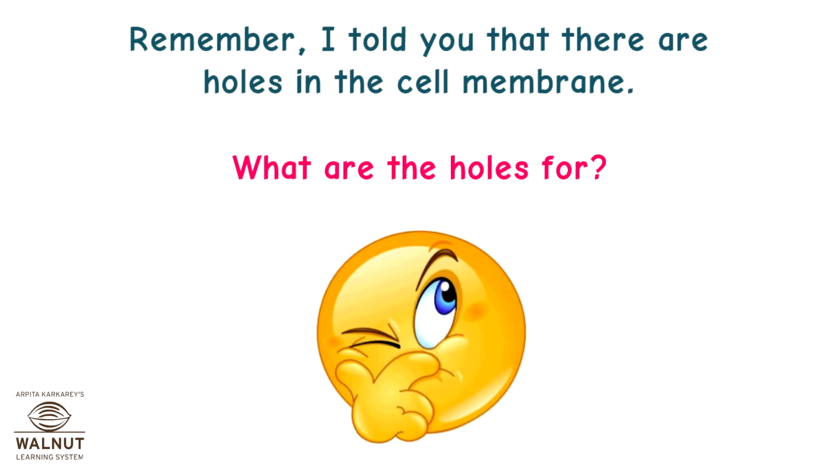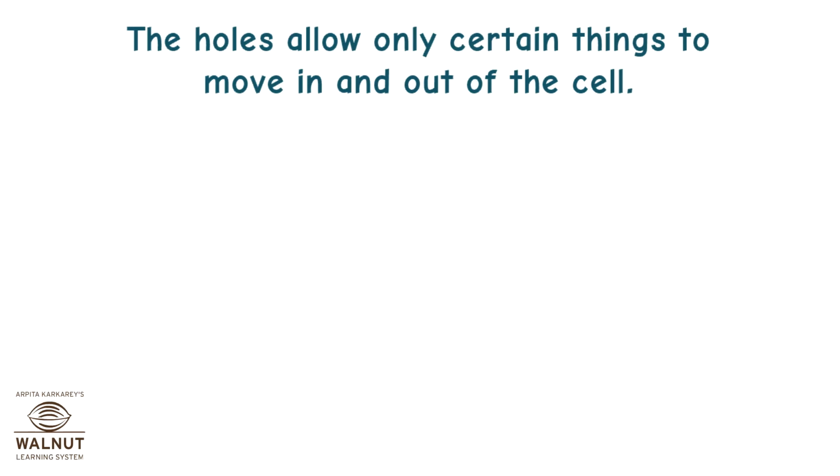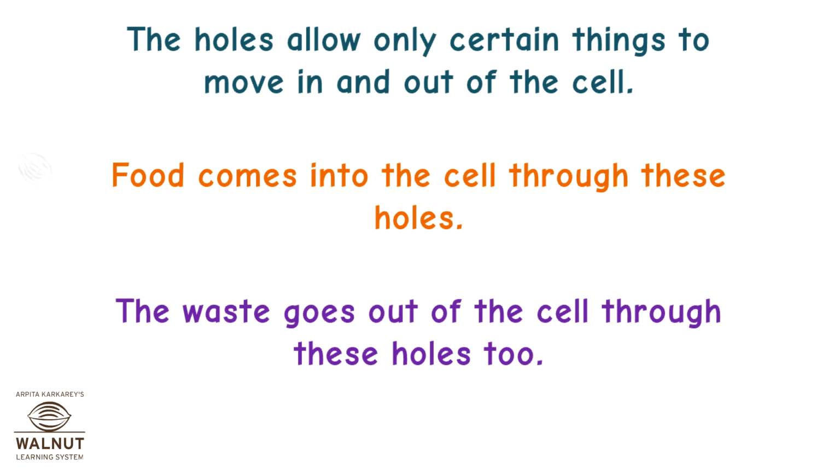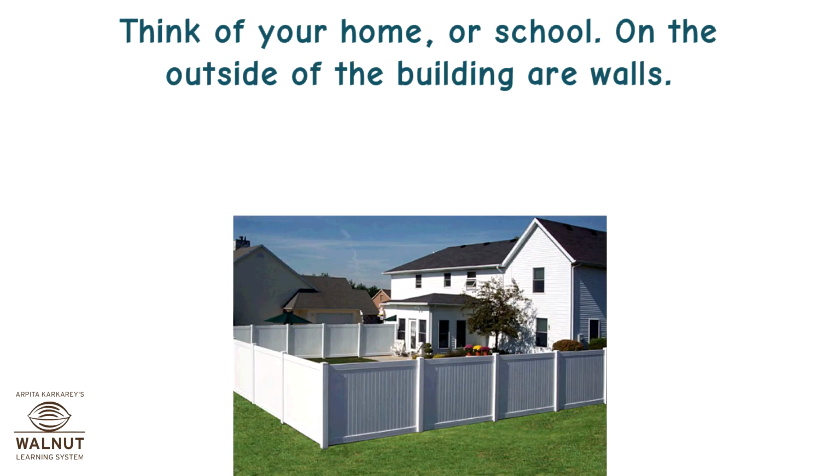Remember, I told you that there are holes in the cell membrane? What are the holes for? The holes allow only certain things to move in and out of the cell. Food comes into the cell through these holes. The waste goes out of the cell through these holes too.